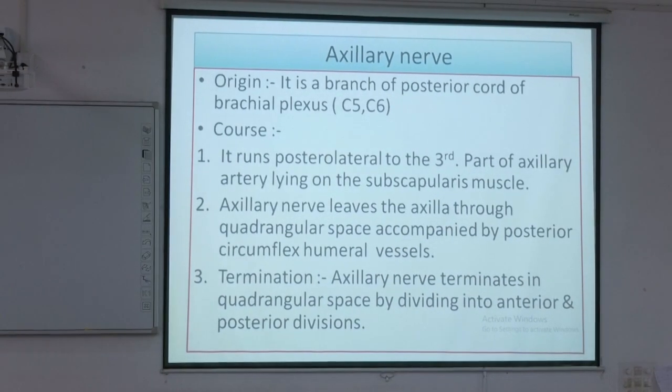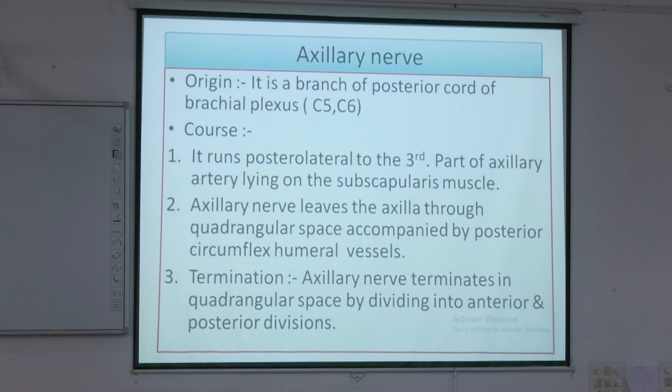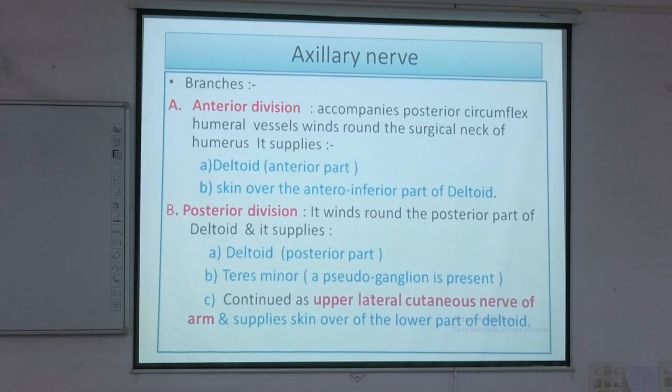Recapitulate here; what you read in the hostel, read here. Fourth, it runs posterolateral to the third part of the axillary artery, lying on the subscapularis muscle. The axillary nerve leaves the axilla through the quadrangular space accompanied by the posterior circumflex humeral vessels. Termination: the axillary nerve terminates in the quadrangular space, just coming up in the quadrangular space, by dividing into anterior and posterior division branches.